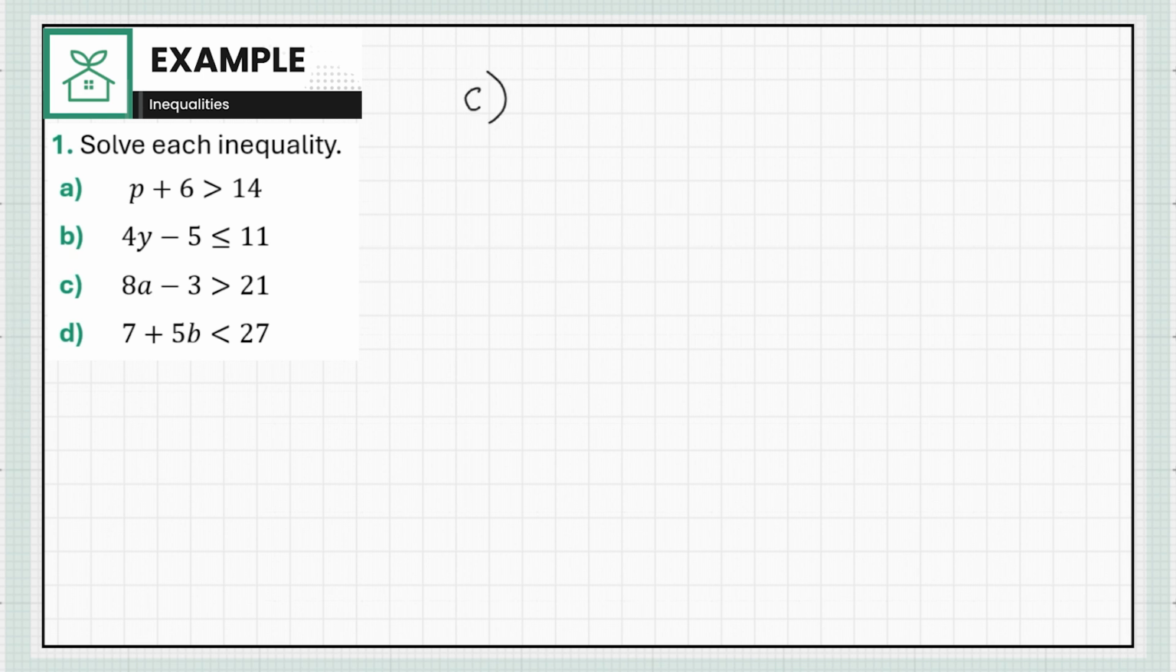Alright, looking at C, we have 8a minus 3 is greater than 21. We want to get rid of this extra term, so let's add 3 to both sides. Then we have 8a is greater than 24. Dividing both sides by the coefficient of a, we get a is greater than 3.